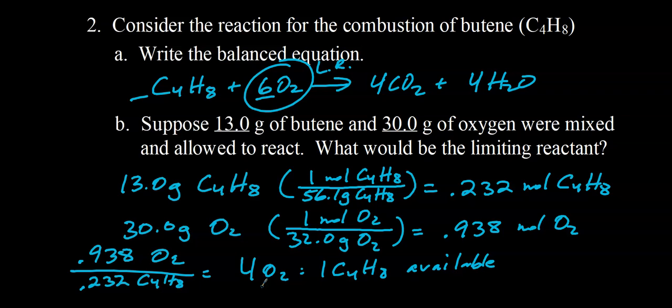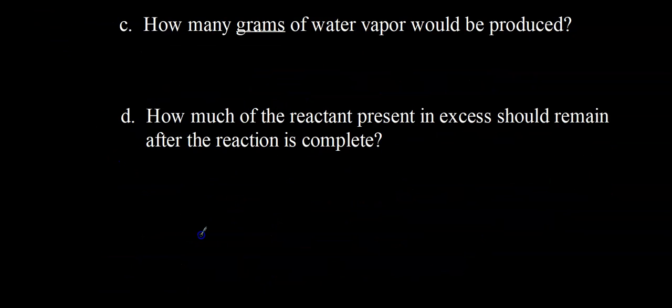That means oxygen controls everything, including how much water vapor should be produced. So once you identify the limiting reactant, use that as the given for the rest of your problems. To do this calculation, we only need to do one calculation since we know oxygen is a limiting reactant. You can start off with grams or moles.